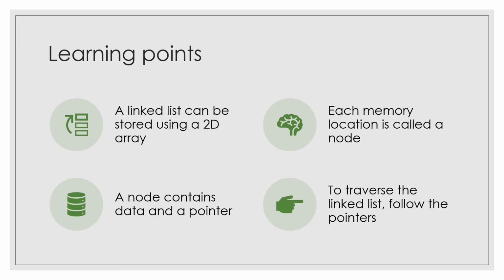Let's just recap the learning points from this lesson. A linked list can be stored using a 2D array. Each memory location is called a node. A node contains data and a pointer, and to traverse the linked list, follow the pointers. In the next lesson, we'll make a Python program that lets us store and traverse a linked list.